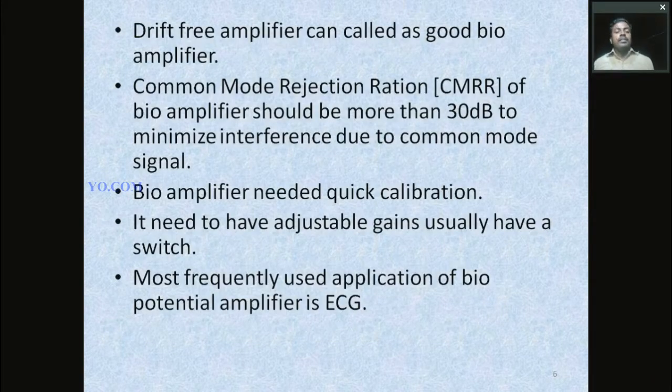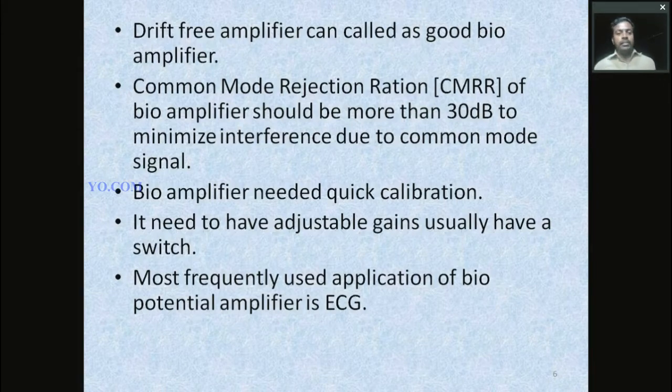Then there are some other points. A drift-free amplifier can be called a good bioamplifier. What is drift? It is voltage variation, where the voltage keeps increasing and decreasing, again increasing and decreasing. This process affects the entire biological signal. So the bioamplifier should be a drift-free amplifier.